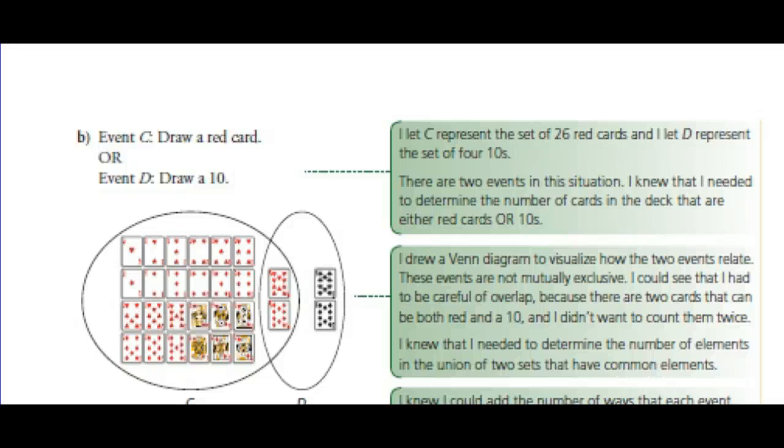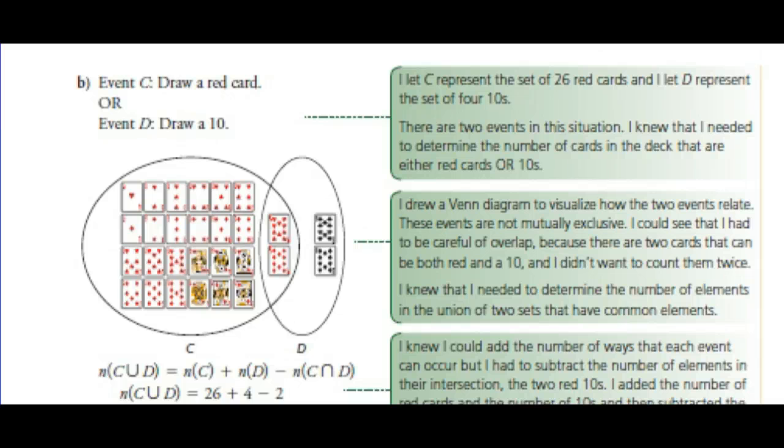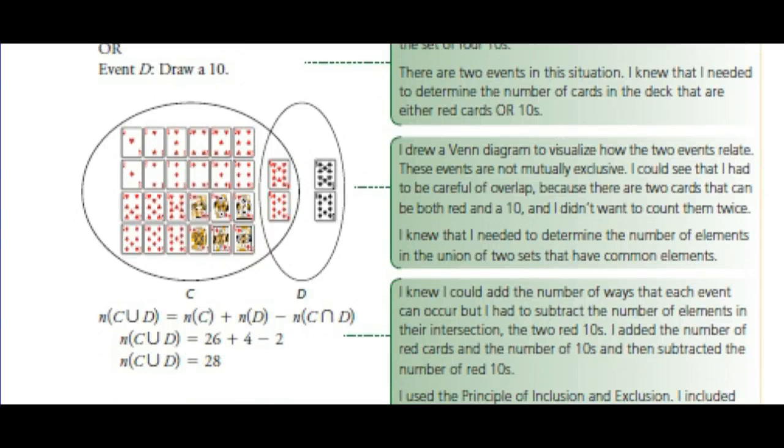But when we go to do the second one, draw a red card or a 10, now we've got a circle C representing the red cards, and D representing the 10s. Now we've got a problem, right? There are cards which belong to both circles. So if we want to work out the number in C union D, now, if we're just doing this, we could just count.